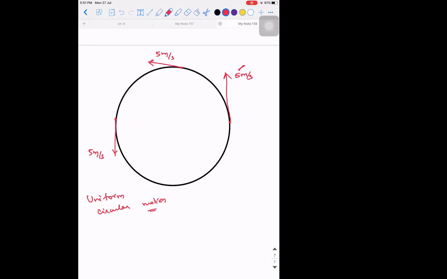Are you able to see the direction? Yeah, your voice was breaking, sir. Can I explain it again? I'm saying in uniform circular motion the magnitude of velocity will be constant. That is nothing but the speed. So here the speed is 5 meters per second, 5 meters per second, 5 meters per second. But what is happening to the direction? It keeps changing.